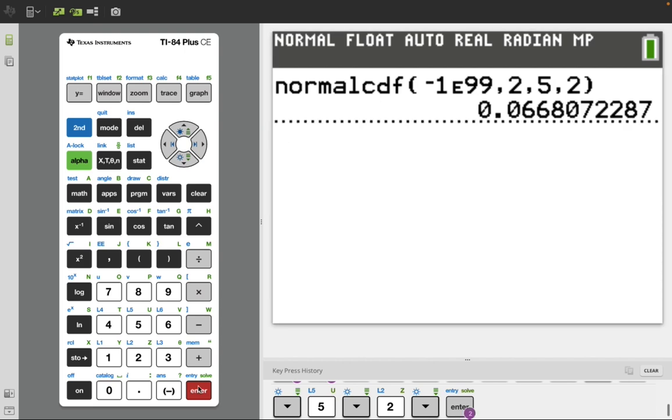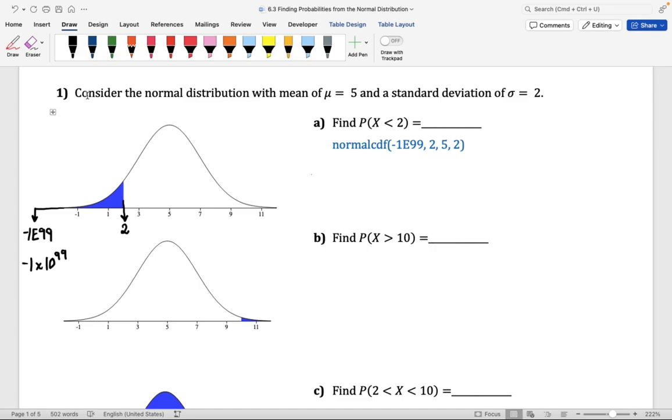This is the area below x equal to 2. Let's round to 4 decimal places. The probability here is equal to 0.0668. We should be using the approximation sign because we're rounding. We estimate that probability to be 0.0668. We can also write this as a percentage, which is 6.68%. In this first example, I'm showing you how to find the area below a given x value.